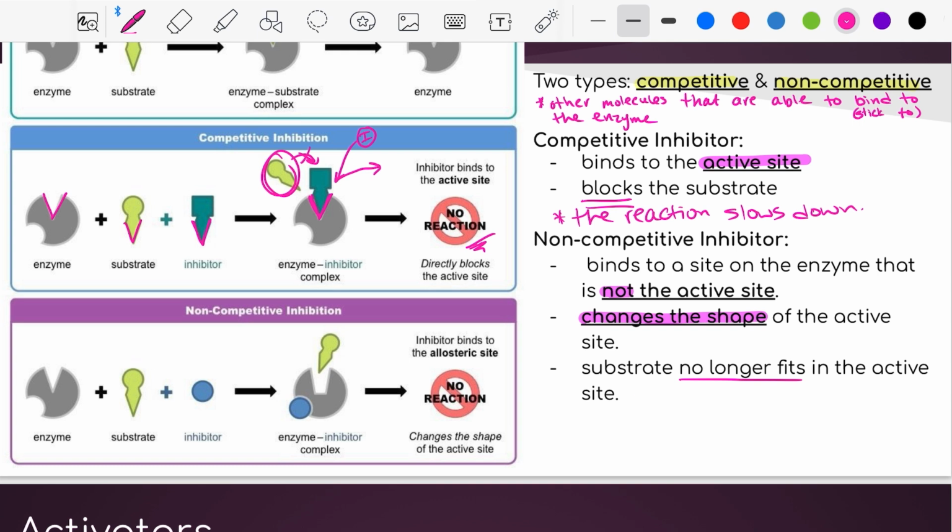Okay, so in other words, the active site is no longer complementary to the substrate. So again, here's the active site, right? It fits, it's complementary to the shape of the substrate. This is a different location on the enzyme. This is not the active site. This is a different site.